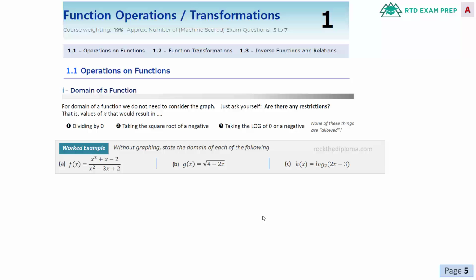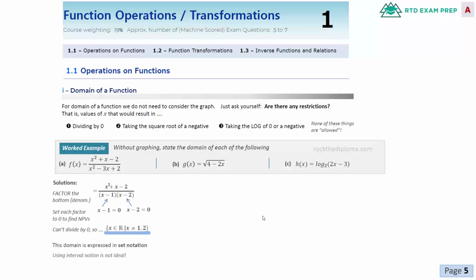When we say, what is the domain of a function, what we're really saying is, are there any restrictions? And fortunately, this course has only 3 possible restrictions. First, we can't divide by 0. Second, we cannot take the square root of a negative radicand. And third, we cannot take the log when the base or the argument is 0 or negative. So let's look at the worked example.